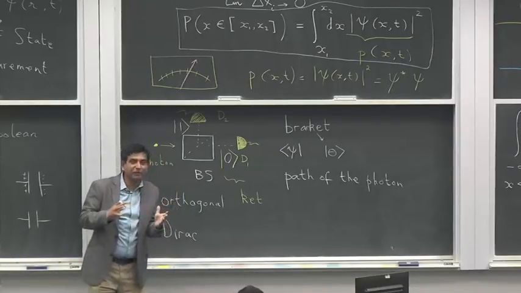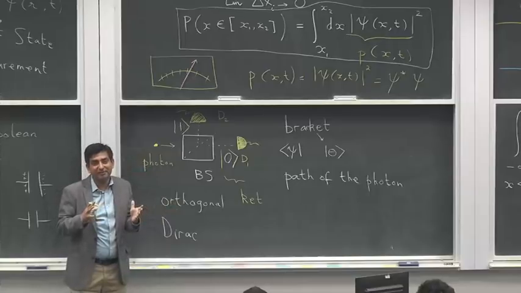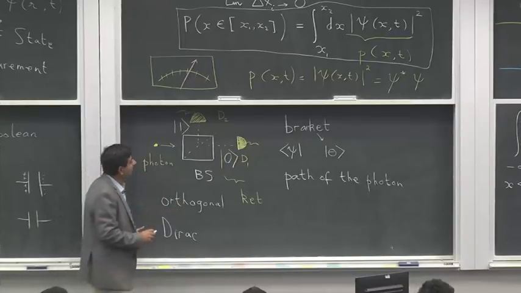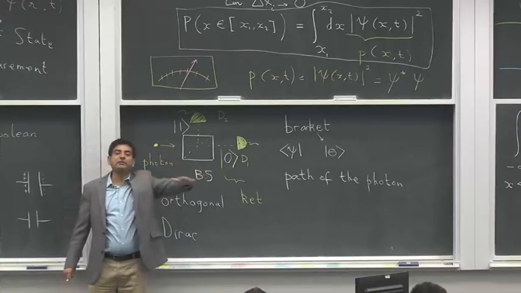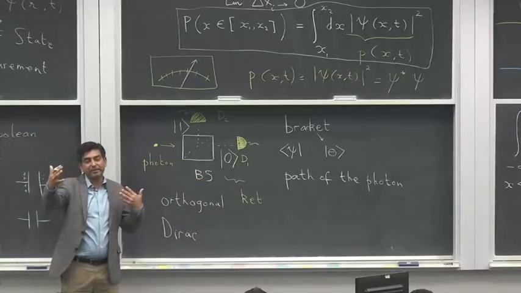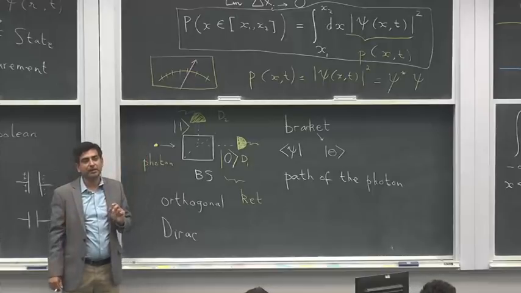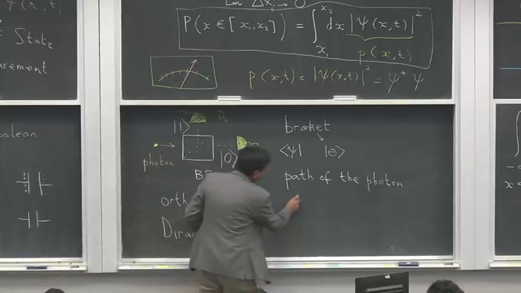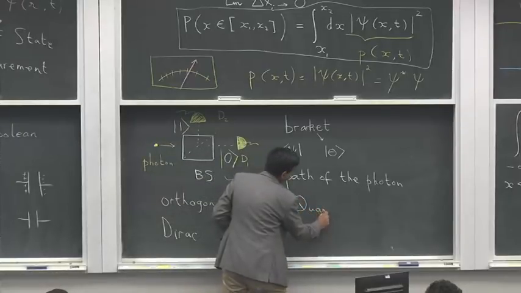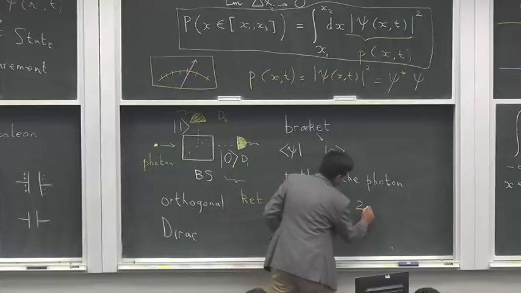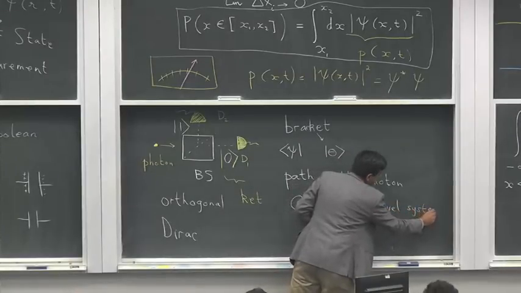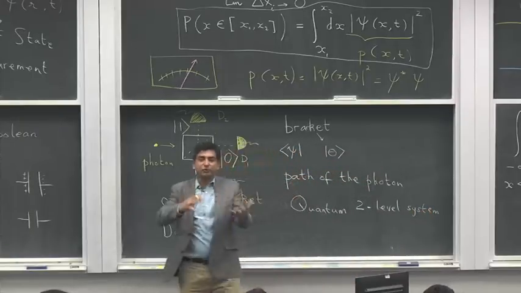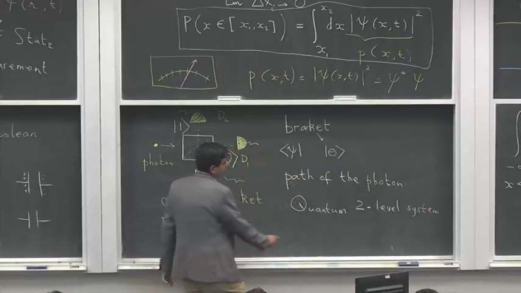Now all this looks fun, you're all smiling, that's good. But you'll be surprised in a minute. Now suppose, how many levels do we have here? How many labels do we have? Two. But it's a quantum system. So it's a quantum two-level system that we're talking about. Such a quantum two-level system is called a qubit.